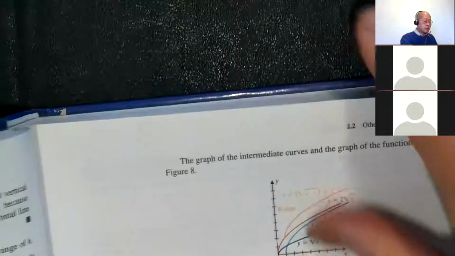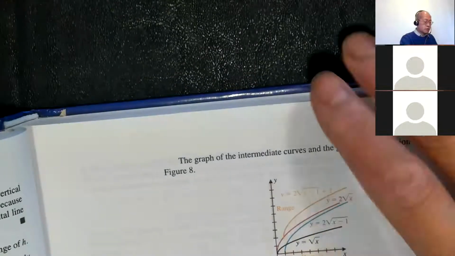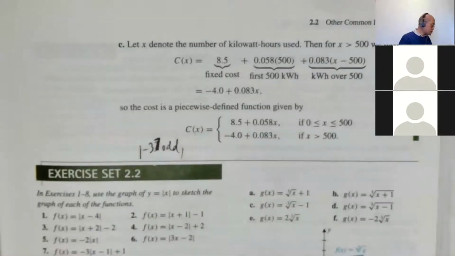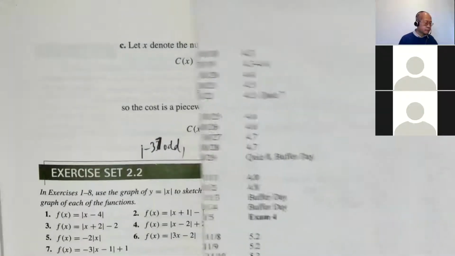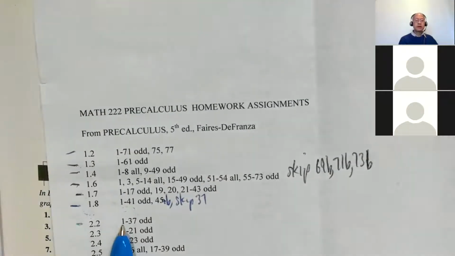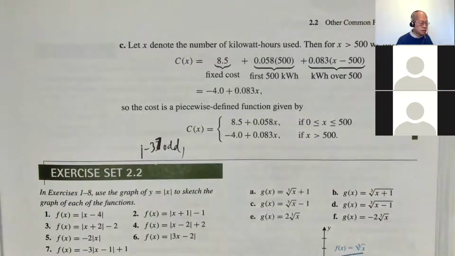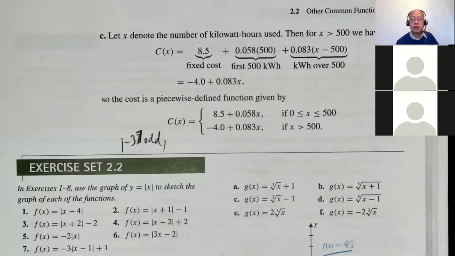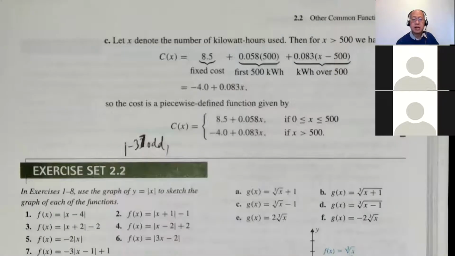All right, so we'll look more at it later, but I'm going to get started with some of the homework problems. Okay, so our assignment was 2.2 on page 91, the odds through 37. And again, here it is for those of you that don't have the book, and I'm planning on getting it. Page 91.